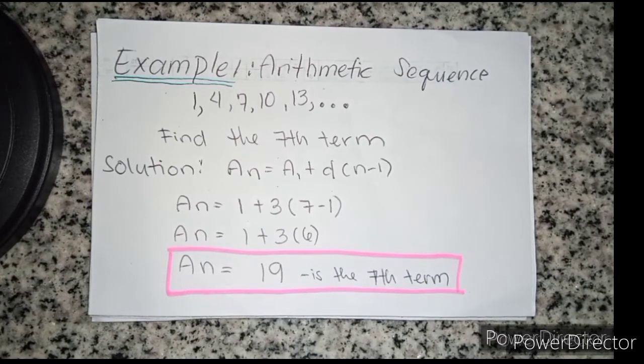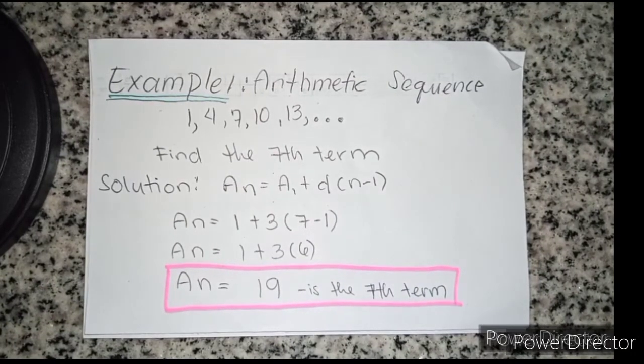Okay, so now we have 1 plus 3 multiplied with the quantity of 7 minus 1. Let's apply the rule of PEMDAS. So 7 minus 1 is 6. Then 3 times 6 is 18, plus 1. So the answer is 19. So the value of the 7th term of this set is 19. Did you follow?